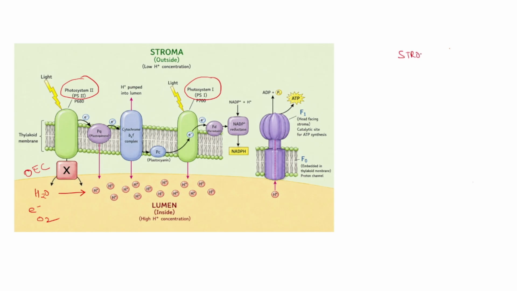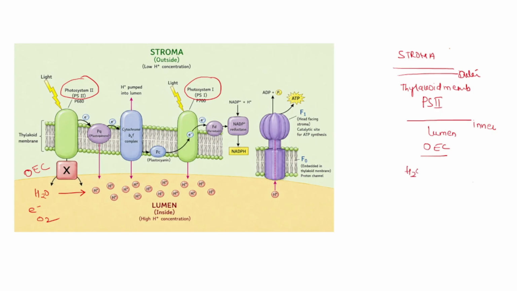Students, see here, stroma, which is the fluid film matrix, surrounds thylakoid membrane that is present in photosystem 2. This is the outer layer of thylakoid membrane and this is the inner layer of thylakoid membrane, which is known as lumen. Here is present the OEC. See here, OEC is present inside the thylakoid lumen where water splitting occurs to give oxygen, protons and electron. These protons are released inside lumen.